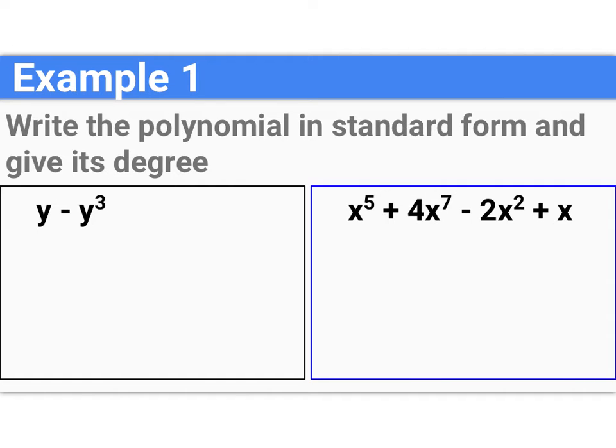Okay, so write the polynomial in standard form and give its degree. You can put the ones in front here, but it's not necessary. So like I said before, the highest degree term goes first. And this is a third degree, a cubic, which equals third degree.